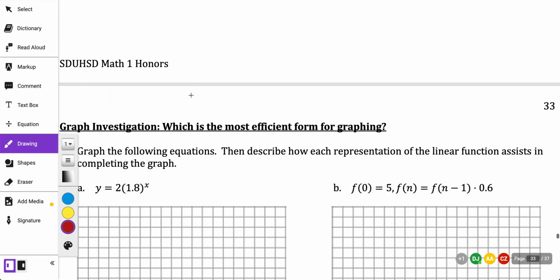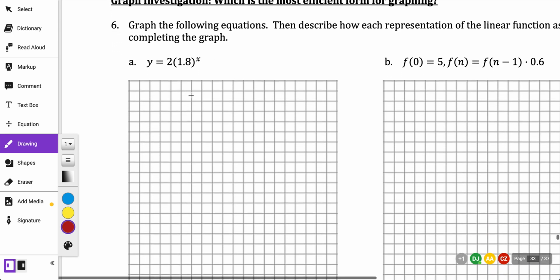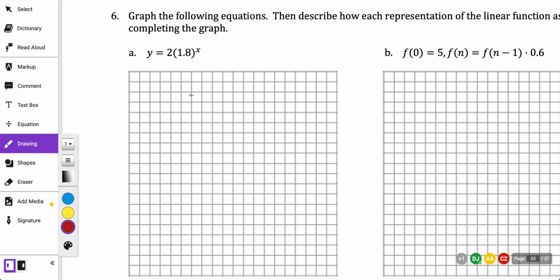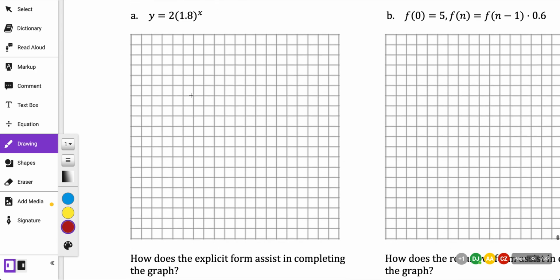Now it says graph the following, describe each representation of the function. So let's go ahead now and start with this. We're going to graph this. They give me a base of 1.8. And from 1.8, what we are going to do is basically just double it. So let's see. From here, I think these are my x and y axes. I think we can just go up by ones. So this is 1, 2.